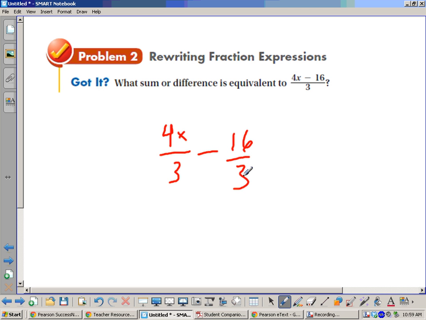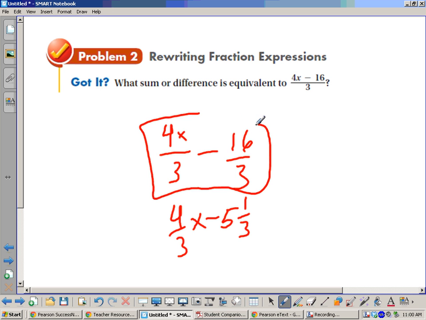Now all we have to do is simplify, or just leave it in fraction form if it can be. If this fraction could be reduced, then we would do so. 16 over 3 just stays as a fraction. You can write it as a mixed number or as an improper fraction, either way. Either answer would be correct here, just as long as you reduce.